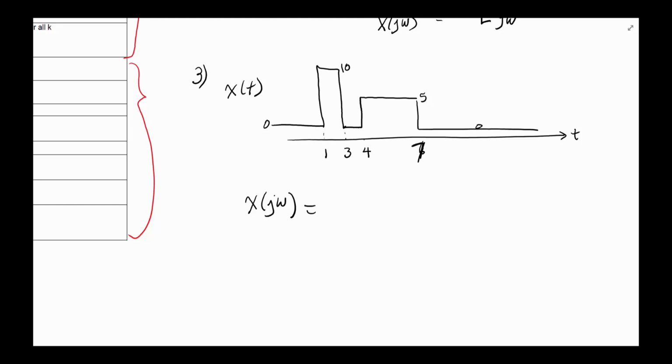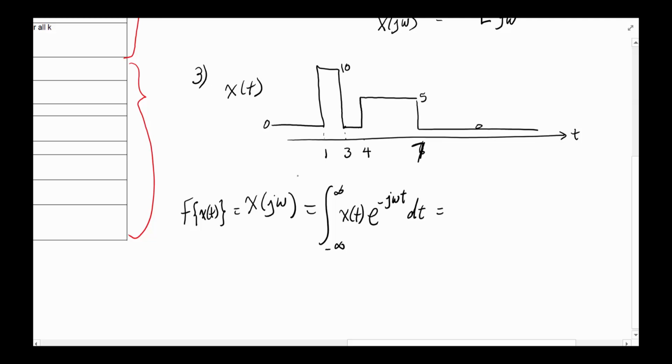There's no quick key to the answer, so you go back and say, okay, X of j omega, I know that X of j omega is the integral from minus infinity to infinity of x of t e to the minus j omega t dt. In other words, this is the Fourier transform of x of t. Okay, so that's not easy, but it's not too bad.